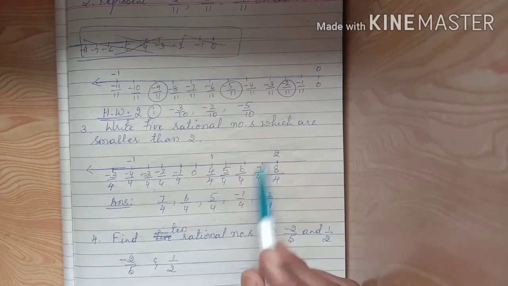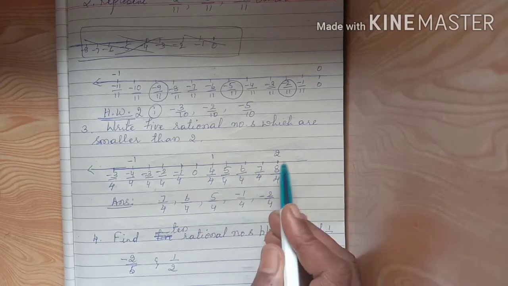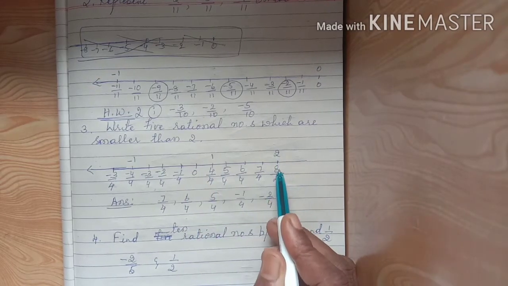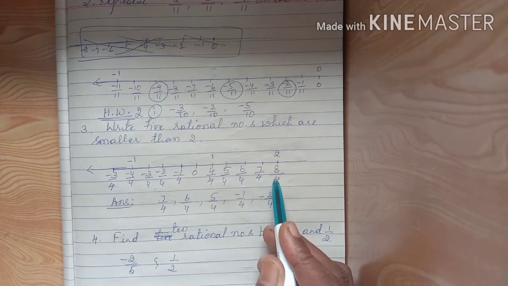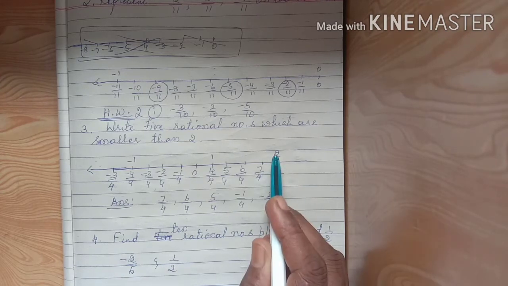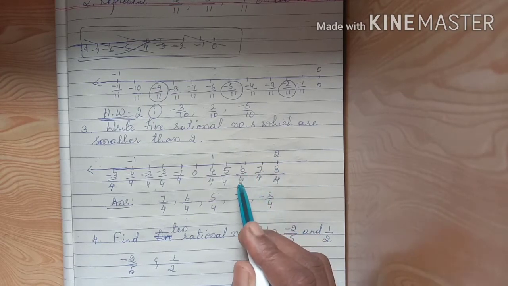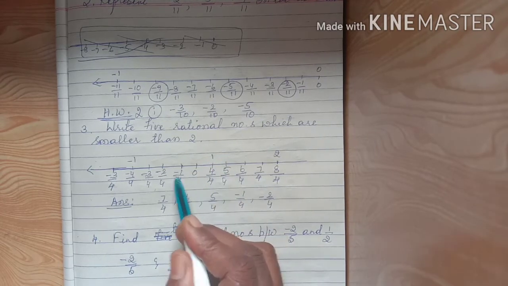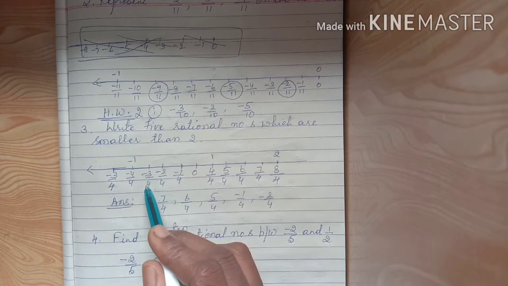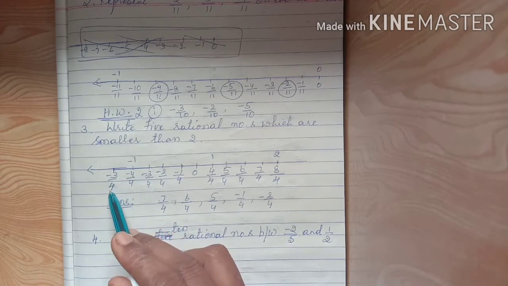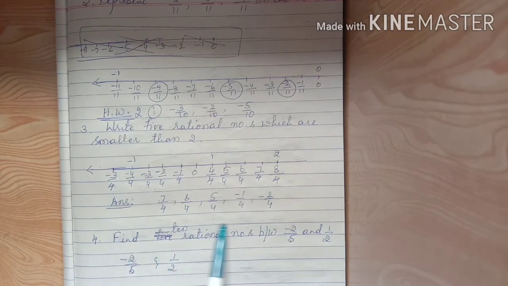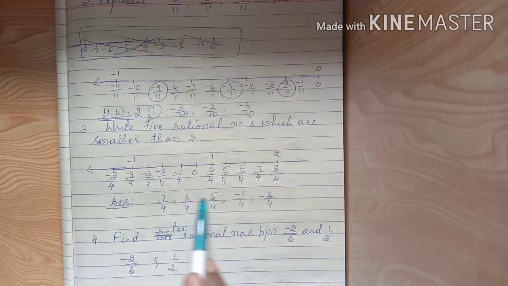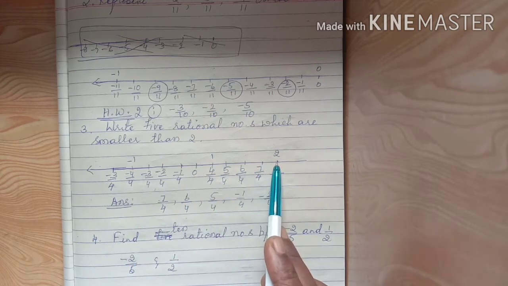Yes or no? See here, smaller than 2 means 8 by 4, any number you can take, children, with denominators 4. 8 by 4 is nothing but 2, no children. 7 by 4, 6 by 4, 5 by 4, 4 by 4 is 1, then 0, minus 1 by 4, minus 2 by 4, minus 3 by 4, minus 4 by 4. Like this, so many numbers we can locate here. You can choose any numbers which are smaller than 2, children.